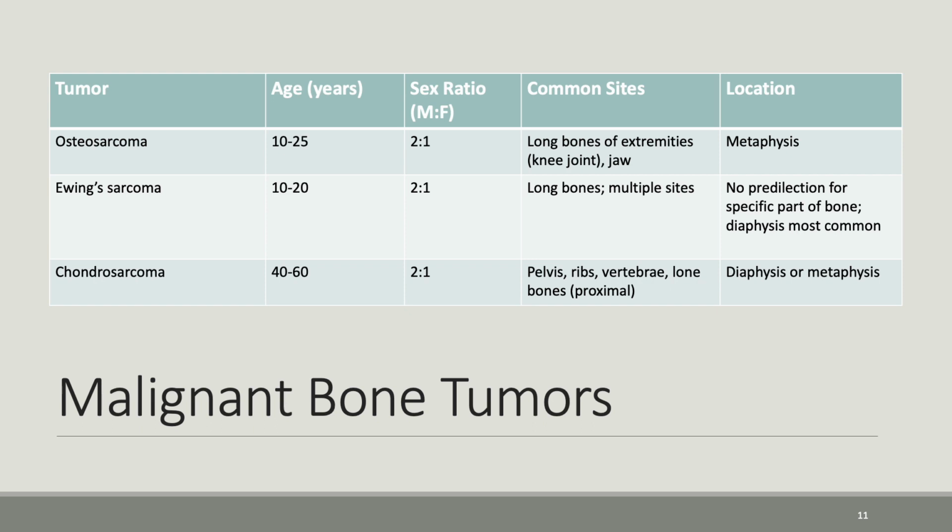In this chart, you can see malignant bone tumors, including osteosarcoma, Ewing sarcoma, and chondrosarcoma: the age at which each is primarily diagnosed, the sex ratio of men to women, common sites, and location within the bone.